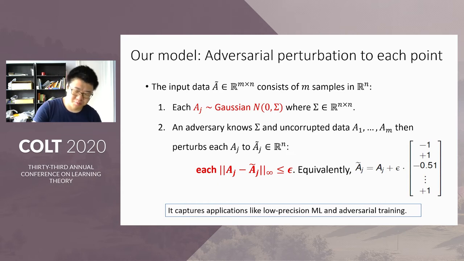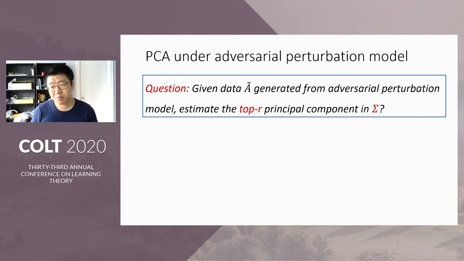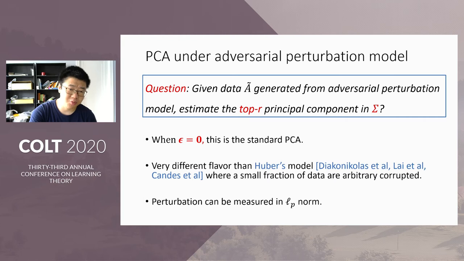Okay, so the main question we study in this work is: under this adversarial perturbation noise model, how to perform principal component analysis? Specifically, given the corrupted data A tilde generated from adversarial perturbation, estimate the principal components of the original covariance matrix sigma. Okay. So in the rest of the talk, I will always use R to denote the rank of the principal component in sigma.